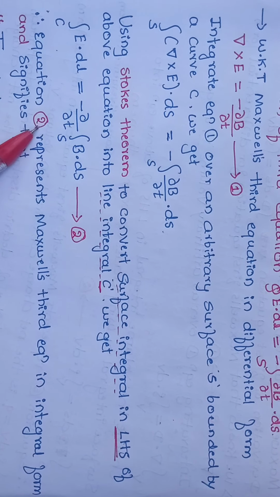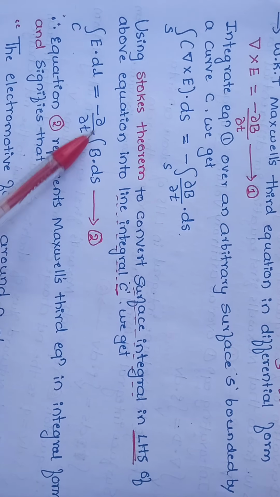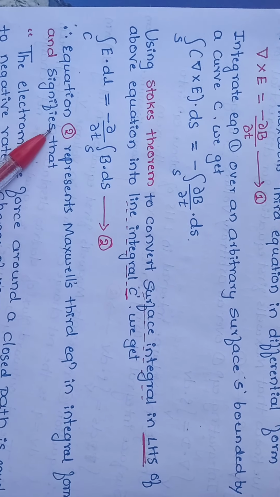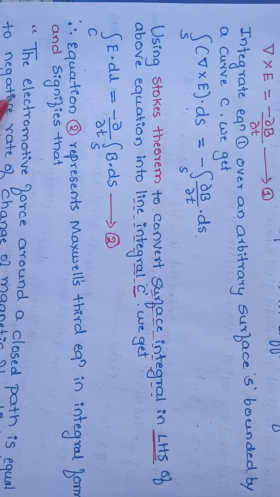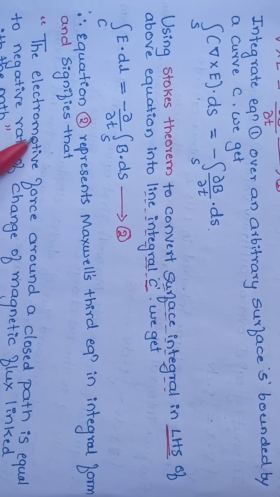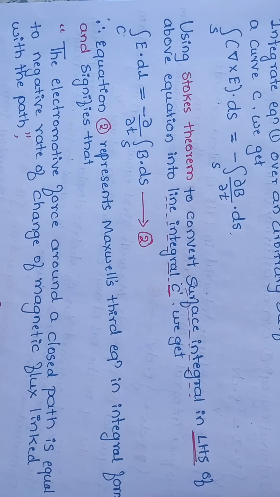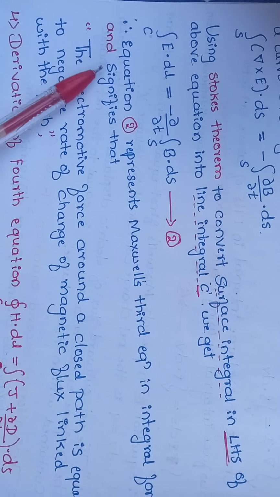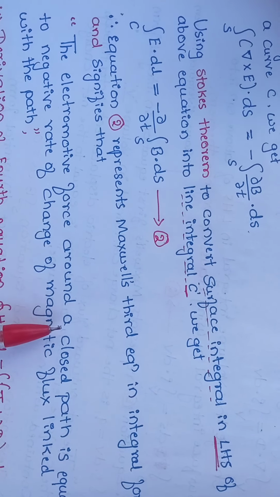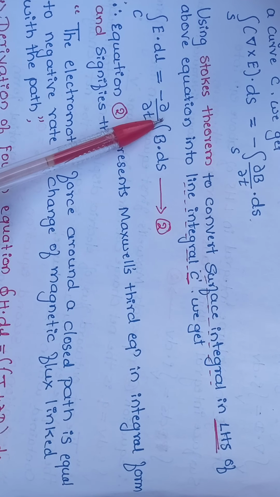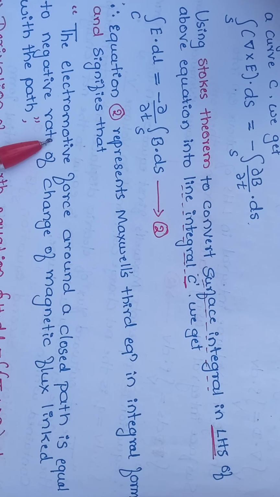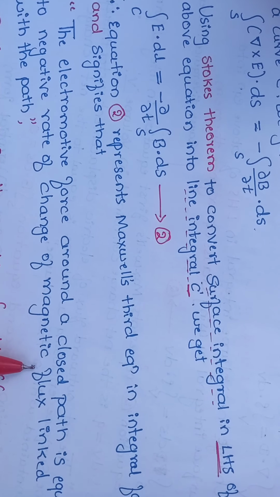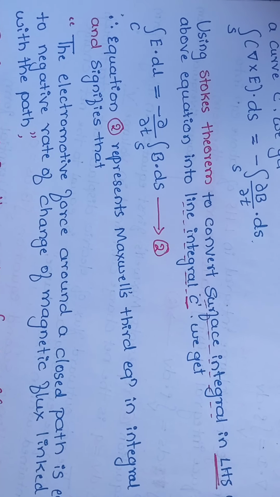This equation 2 represents Maxwell's third equation in integral form. And what it signifies is that the electromotive force around a closed path is equal to the negative rate of change of magnetic flux, here minus is there, where ψ is the magnetic flux linked with that path.